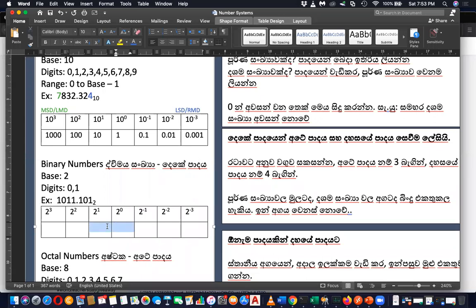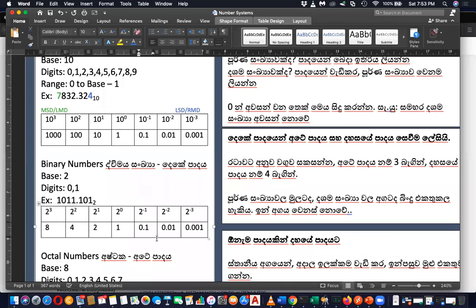Okay, let me write that. Let me copy this and paste. Right, any number to its power 0 is 1. Any number to its power 1 is the base. Base to power 1 is base. That means 2. Then base to power 2: 2 to the power 2 is 2 into 2, which is 4. This is 2 into 2 into 2, which is 8.